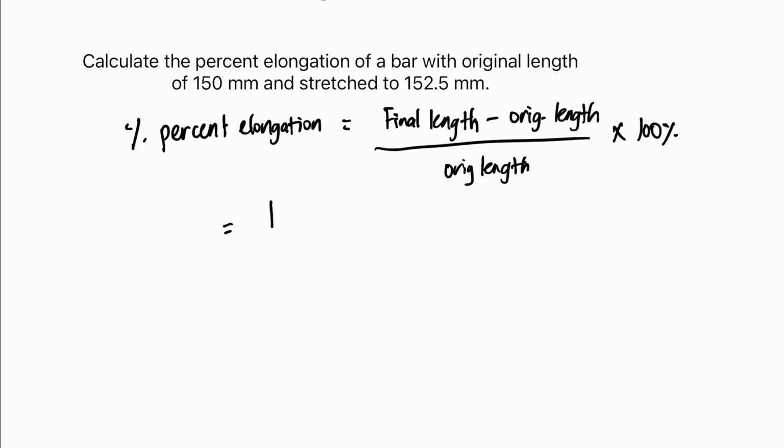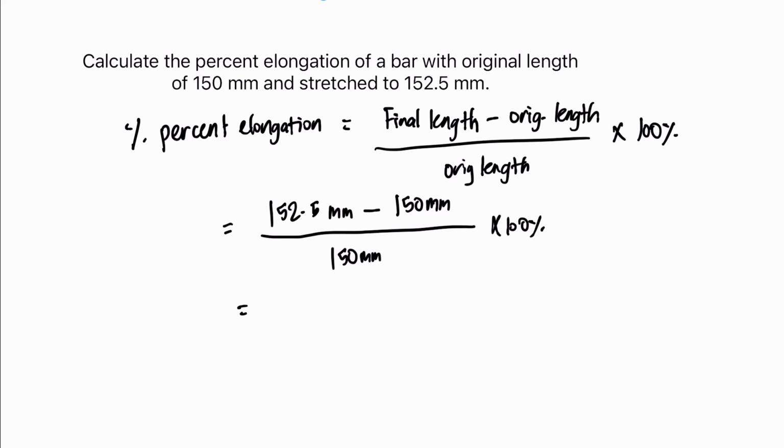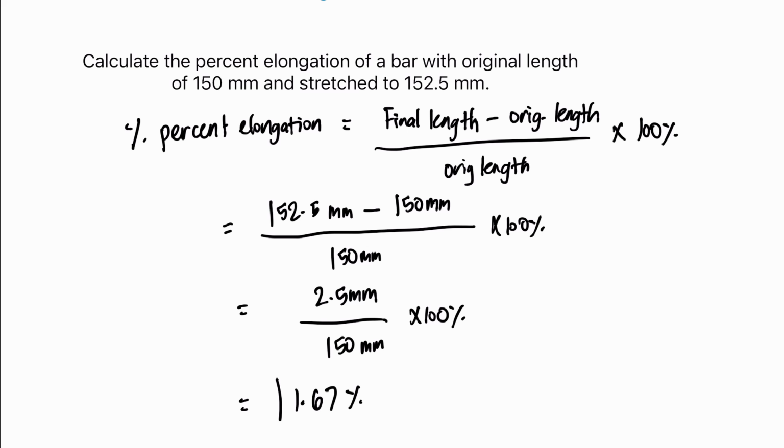So 152.5 mm minus 150 mm, divide the answer of that expression by 150 mm times 100%. So 152.5 minus 150 is 2.5 mm, divided by 150 mm, multiply that by 100%. So this will give you a percent elongation of 1.67%. So that is the answer.